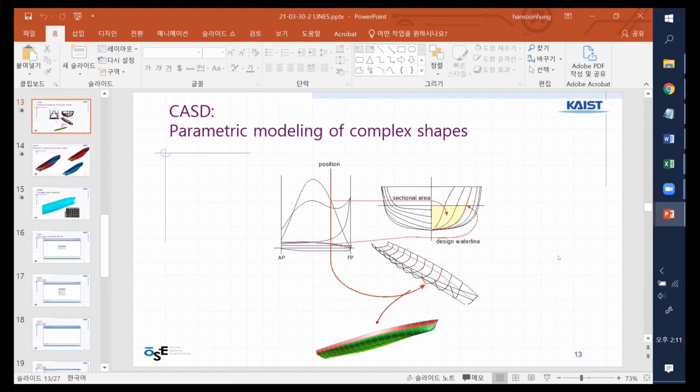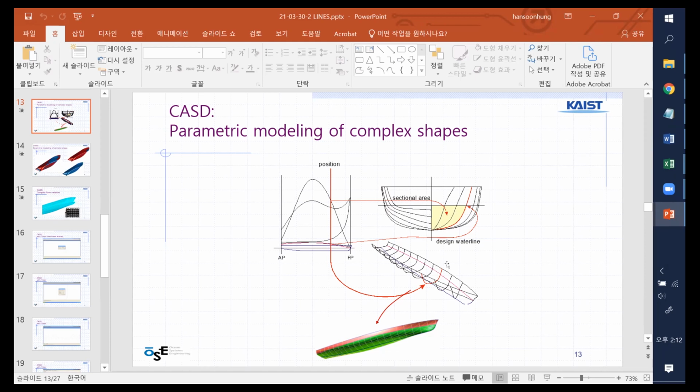AP means after part of the ship, the stern part. FP is front part. And here, this is the position where the red line is. So at this section, you need to have a special curved surface of the ship. And in the body plan, right hand up, this red line is coming from this area. And then this one is copied into the left hand side, which gives you this curve at the bottom of the right.